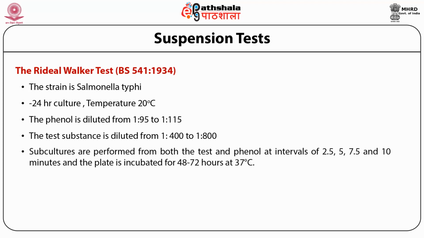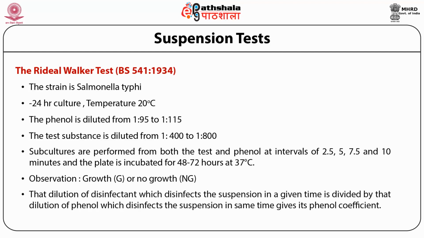Subcultures are performed from both the test and phenol at intervals of 2.5, 5, 7.5 and 10 minutes, and the plates are incubated for 48 to 72 hours at 37 degrees centigrade. The observations are made as growth or no growth. The dilution of disinfectant which disinfected the suspension in a given time, divided by that dilution of phenol which disinfected the suspension in the same time, gives its phenol coefficient.